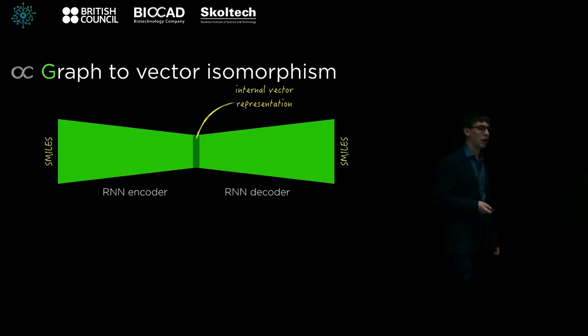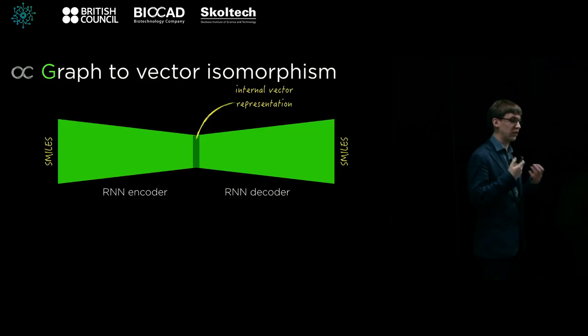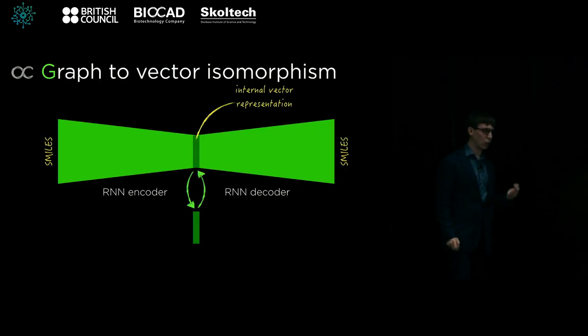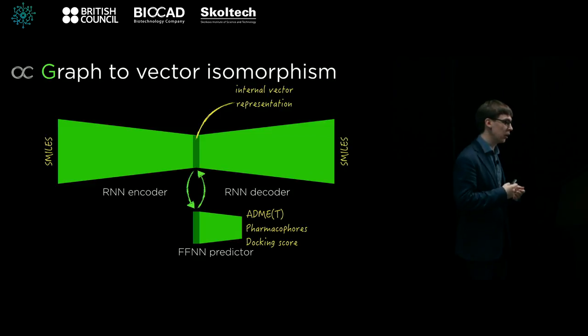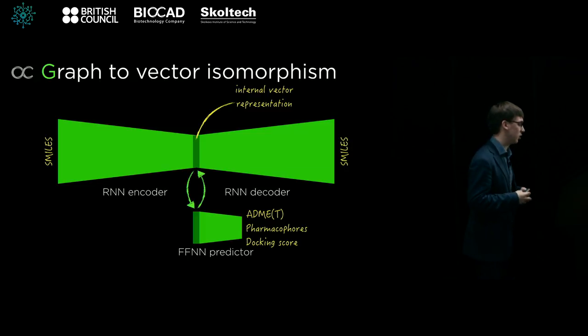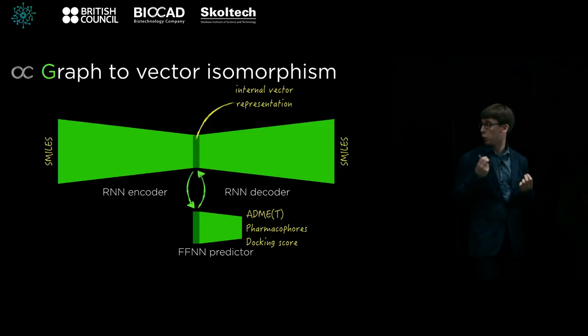But of course we can have lots of different representations of this vector, and we want to use the best one for our needs. So we train one more neural network on this vector to predict some useful parameters like ADMET or pharmacophores or docking score to some targets, and this helps us to select the best vector that represents the chemical properties of our molecules.